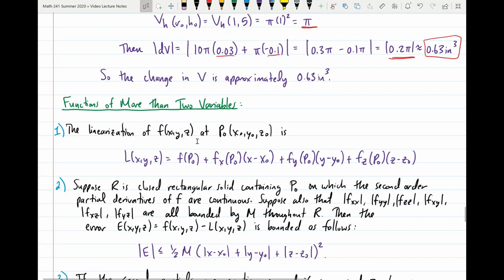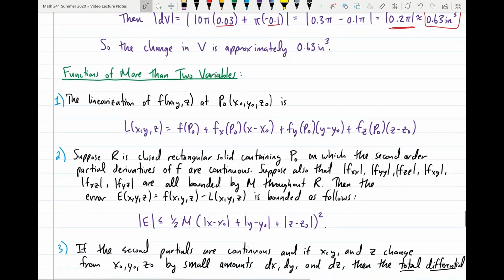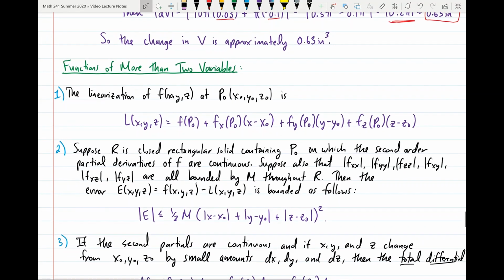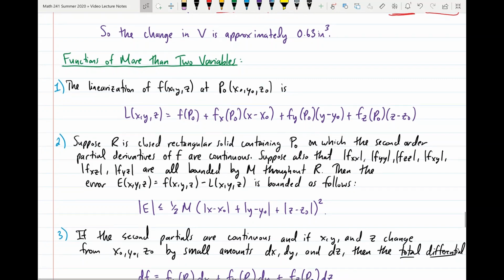And now finally we can move into the last section for this video. In this last section, I just want to generalize the topics that we've talked about to functions of more than 2 variables. So specifically, we'll be talking about functions in 3 variables as opposed to 2.